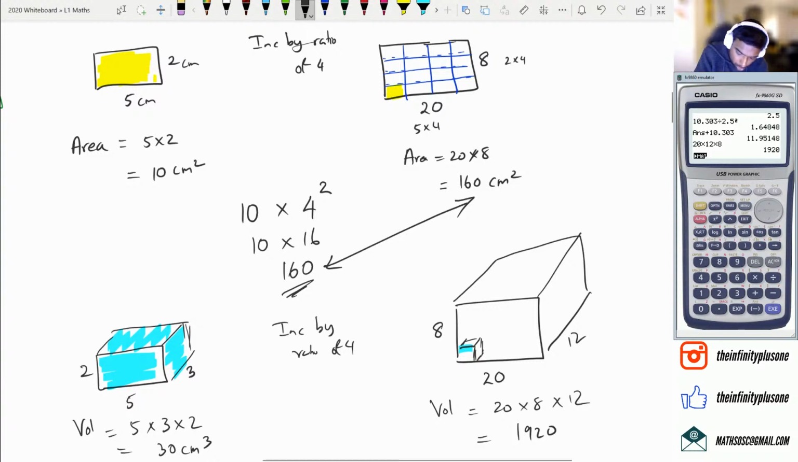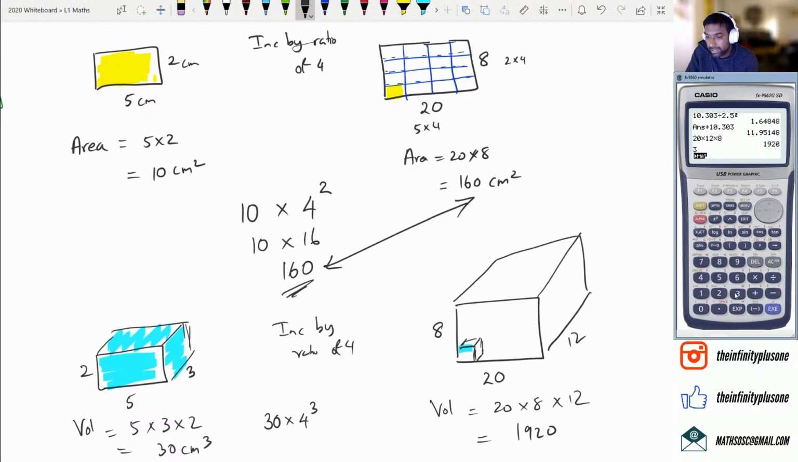So you've got to cube it, which means you're going 30 multiplied by 4 to the power of 3. So when we do that, we're going to get 30 times 4 to the power of 3, and that gives us 1920.